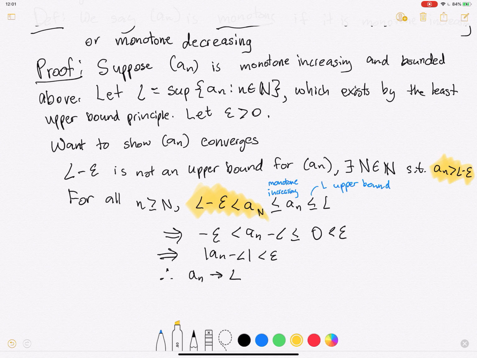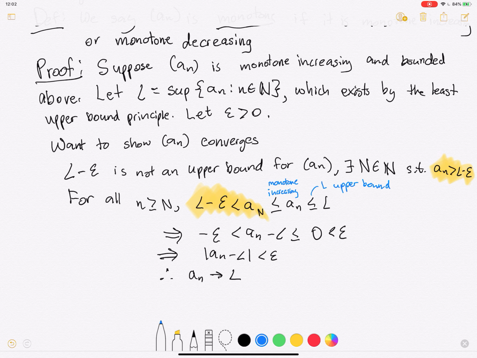And then you subtract L from everywhere. And this gives you that line, and this 0 less than epsilon is just from the definition of epsilon greater than 0. So now that gives us what we want.